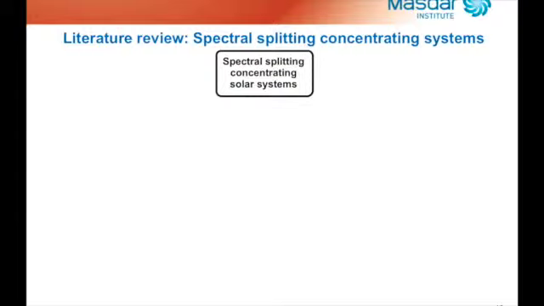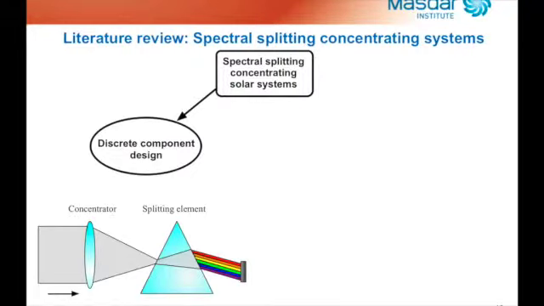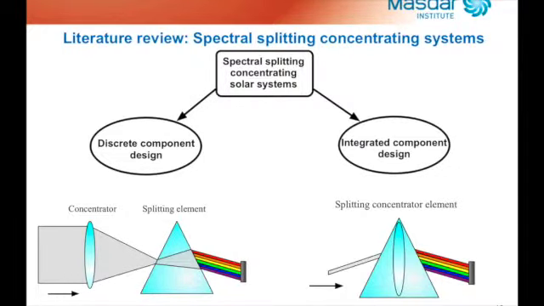And going through the literature review and reviewing the different spectral splitting concentrating solar systems that have been proposed in literature, I have identified two macro categories. The first category is called discrete component design, in which basically the concentrator and the splitting element are two different elements. So the concentrator, that is generally a lens, and the spectral splitting element. While the other category is called integrated component design, in which basically the splitting element and the concentrating element are combined in one single optical element.